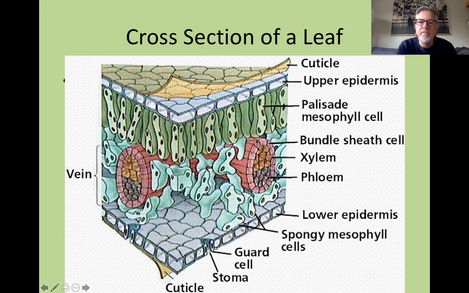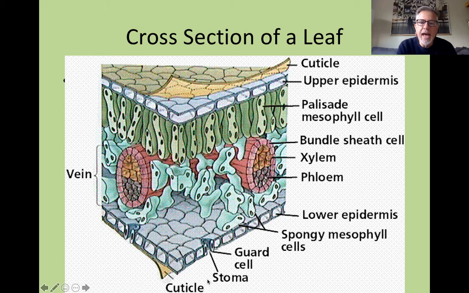Notice also the vascular tissue, what we call the veins of the leaves. And these include xylem, which is bringing water from the roots, and phloem, which is a type of vascular tissue we won't discuss much in this course, but also is important in the flow of material around the plant.